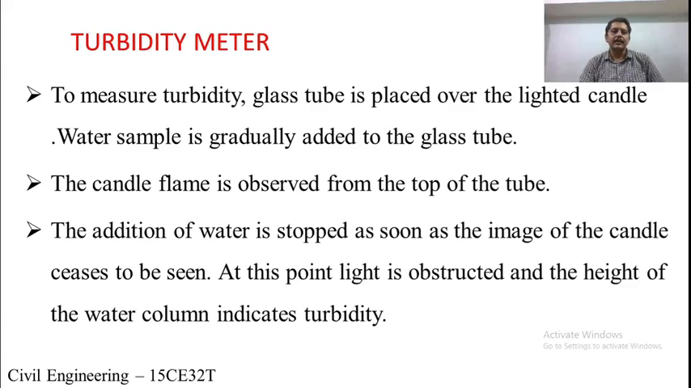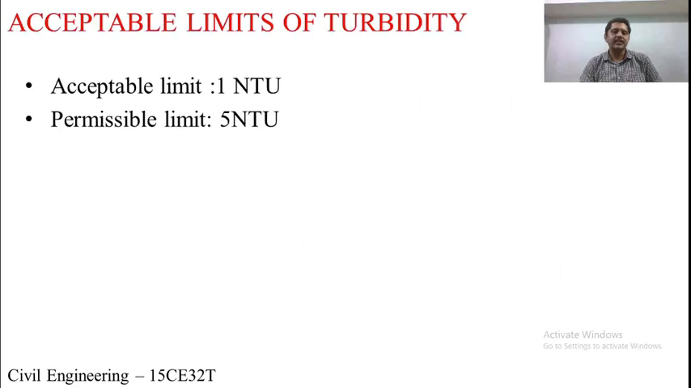So there are some instruments such as turbidity meters. First one we have seen, Jackson turbidity meter. Like that, there are several other instruments like Bailey's turbidity meter. So what is the unit of turbidity? It is measured in nephelometric turbidity units, NTU. The acceptable limit of turbidity is 1 NTU and the permissible limit is 5 NTU.